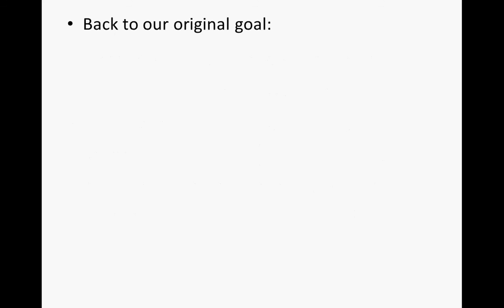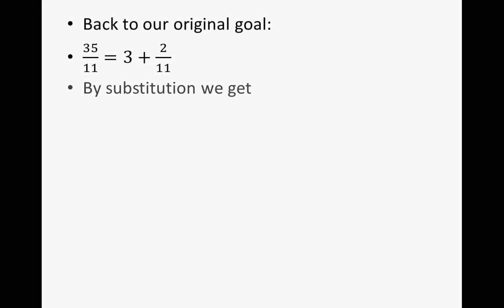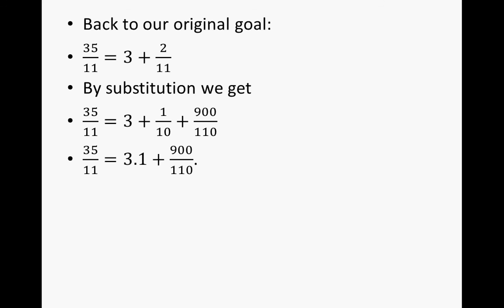So back to our original goal, 35/11ths is equal to 3 plus 2/11ths. By substitution, we now get 35/11ths is equal to 3 plus 1/10 plus 900/110ths. So now we can actually write this as 35/11ths is equal to 3.1 plus 900/110ths.